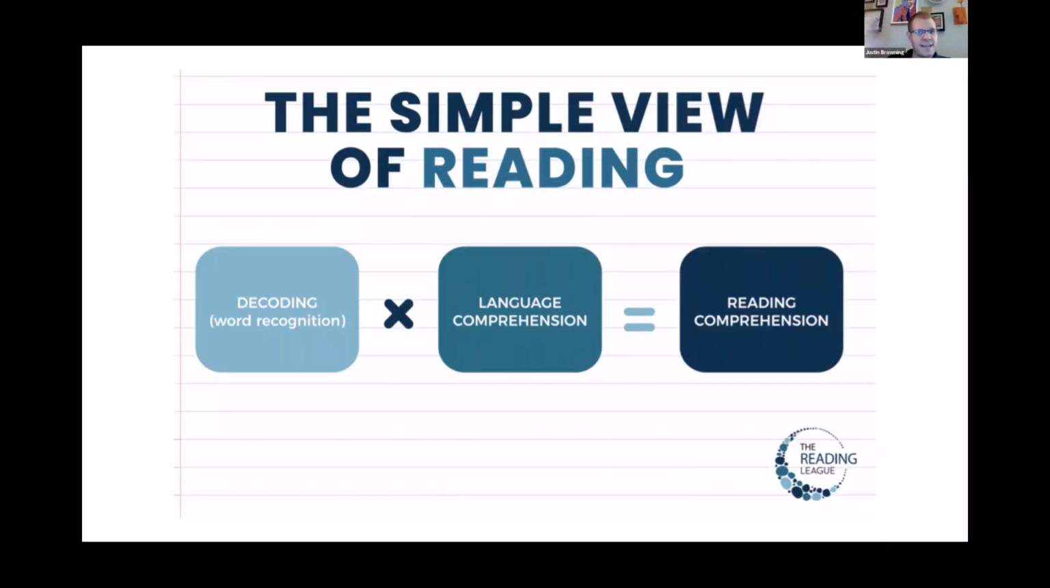If I can understand things and my language comprehension is high, but my decoding is weak, I will not have reading comprehension. And so both of those areas have to be addressed in our small group instruction. Go ahead and go to the next slide.